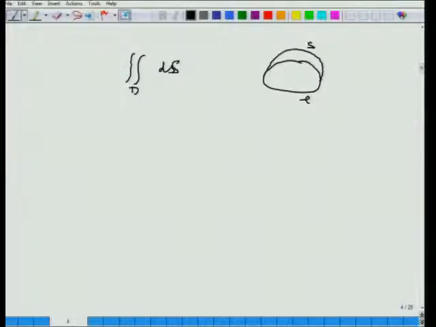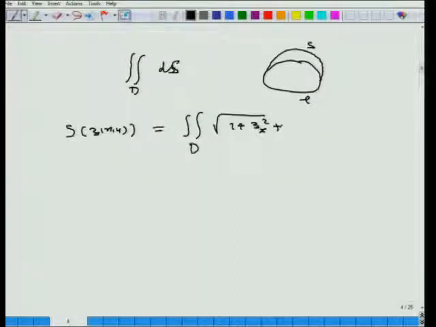Now, the other problem of surface area: for a given surface z(x,y), it can be written as the double integral over D of square root of 1 plus z_x squared plus z_y squared dx dy. So here we have to choose the surface z(x,y) such that it has least surface area. So this is also a problem of calculus of variations.